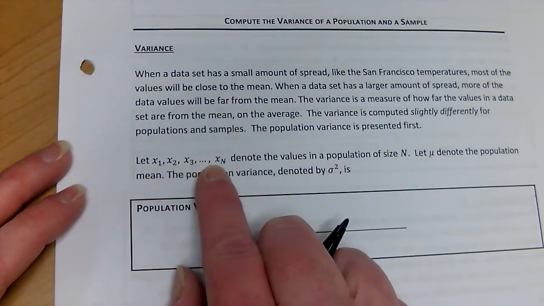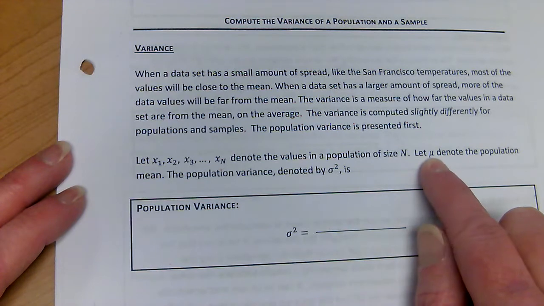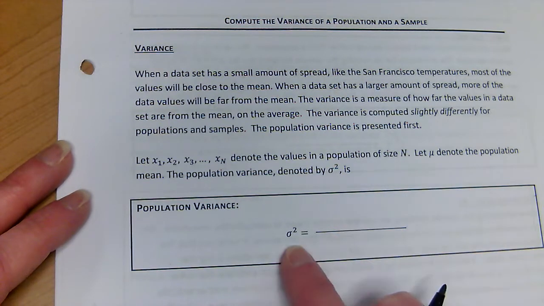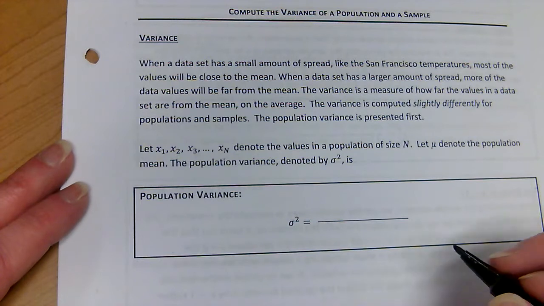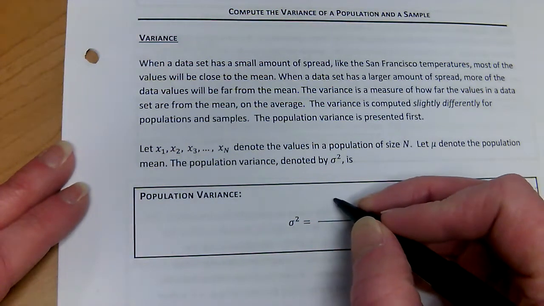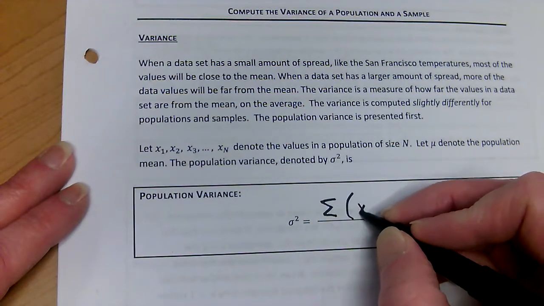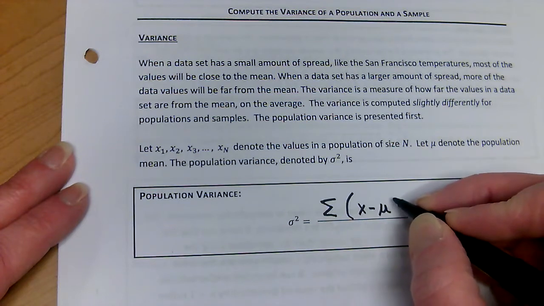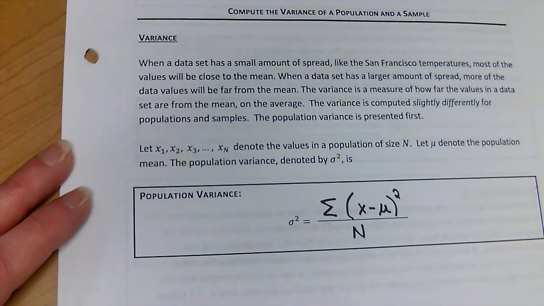So let's say we're representing our values in the population with X's, and it's a population of size capital N. Now remember, this mu is the population mean. The population variance is represented with this symbol. This is a lowercase sigma, by the way. It's a weird symbol, but we'll go with it. The way we calculate the variance is we take the sum of the difference between each X value and the mean, squared, divided by the population size.